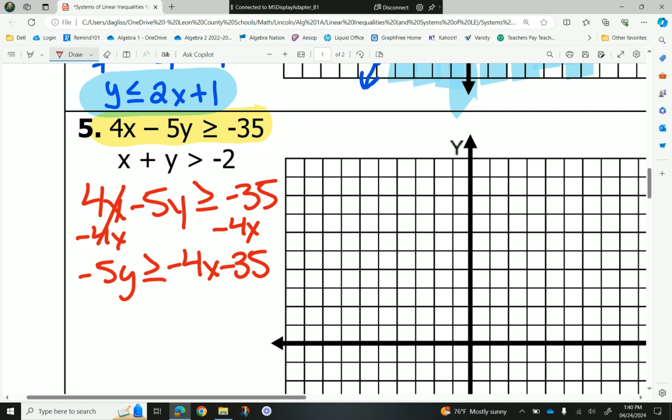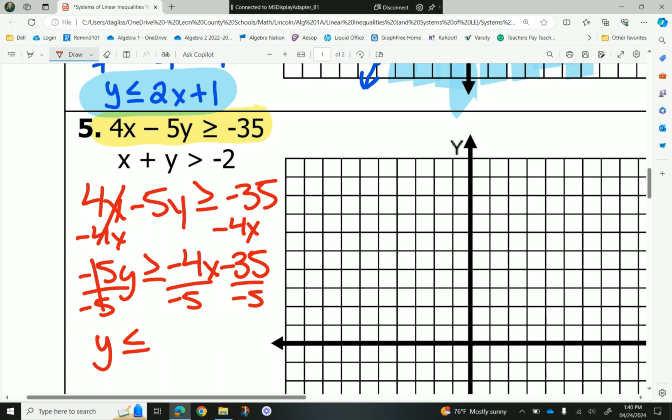Now what do we have to do? There's a negative 5 with my y. How do I get rid of that negative 5? Divide. Good. I am dividing by negative 5. Does that flip my sign? Yes. I divided by a negative. This does flip my sign.